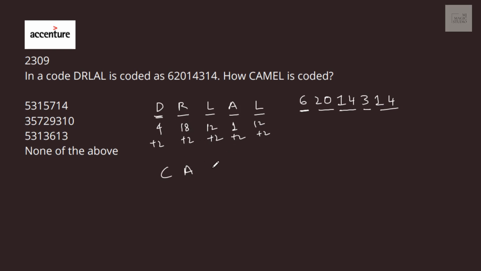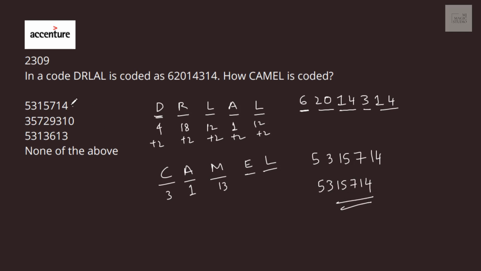So now we have CAMEL. C is 3, so we should have a 5. A is 1, it should have 3. M is 13, 13 plus 2 is 15, E is 5, 5 plus 2 is 7, and L is 12, 12 plus 2 is 14. So the code should be 53155714, and that features in option A. A would be the answer.